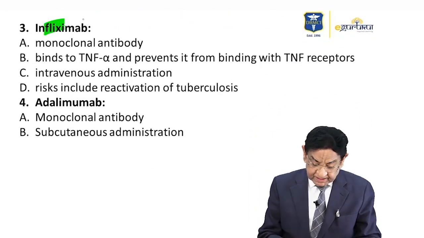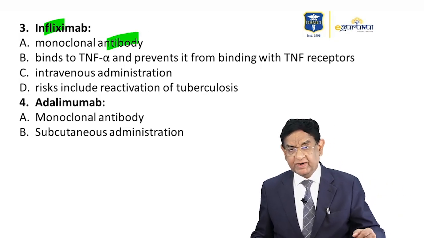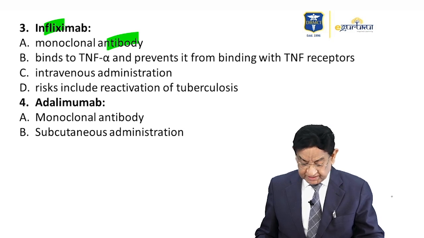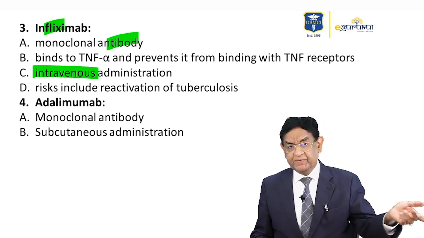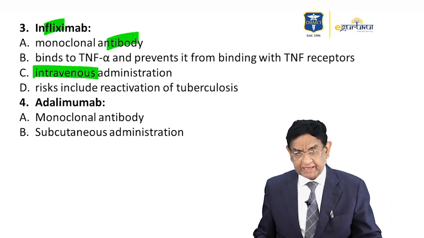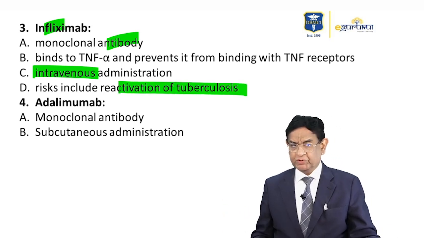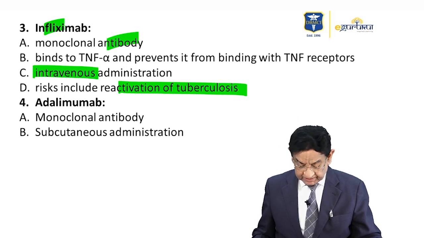Infliximab is the other drug, a monoclonal antibody. Again, it was one of the earliest TNF-alpha neutralizing drugs which was introduced. It is given intravenous. The previous one was given subcutaneous. Okay, and reactivation of TB is universal. I don't need to repeat about TNF-alpha neutralizing drug.